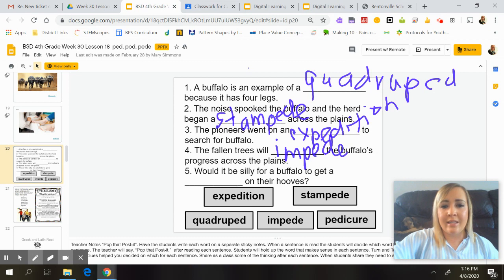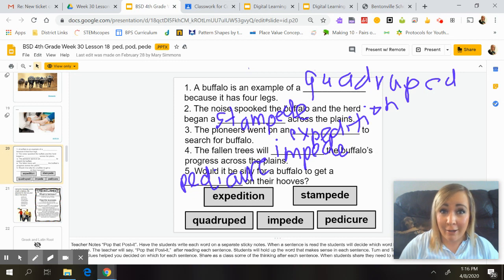And then, would it be silly for buffalo to get a blank on their hooves? So, to get a pedicure. And I think that would be pretty humorous if a buffalo got a pedicure. But who knows? So, that's all we have for today for our new root of ped or pede. Let me know if you guys have any questions.